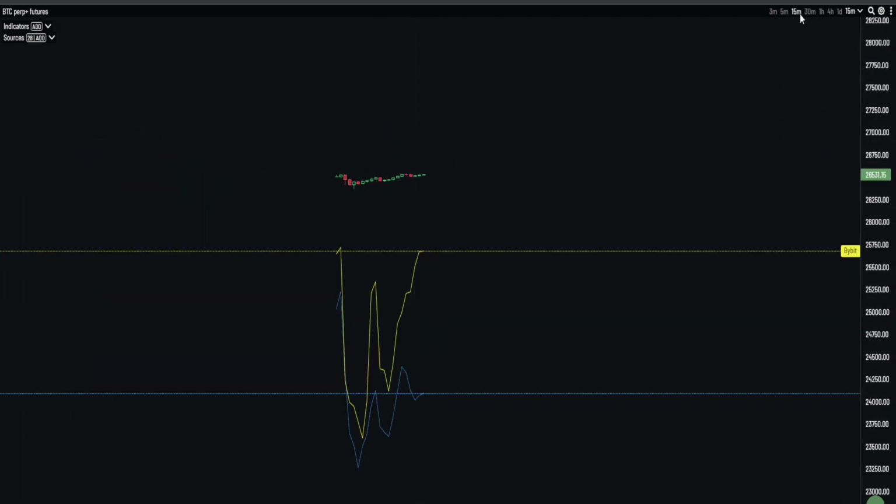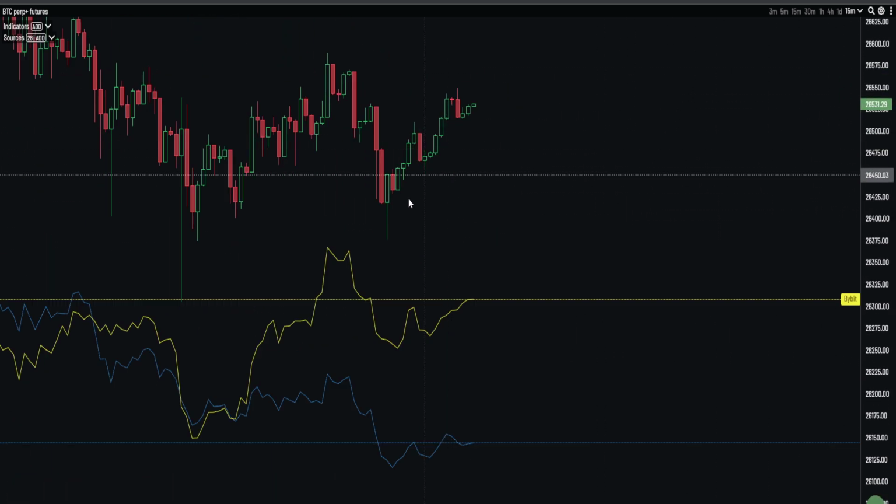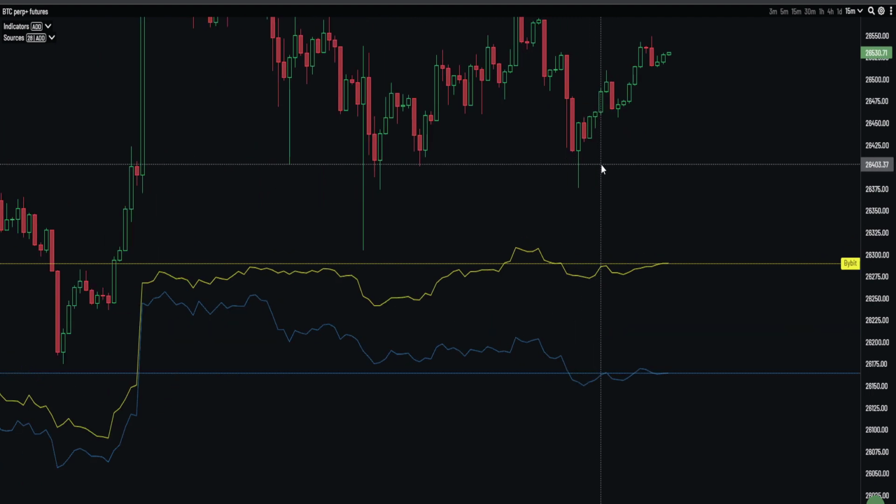So then we go to the 15. Let's see. And if we go to the 15, we had some bullish, but we also have some bearish, bullish divergences.